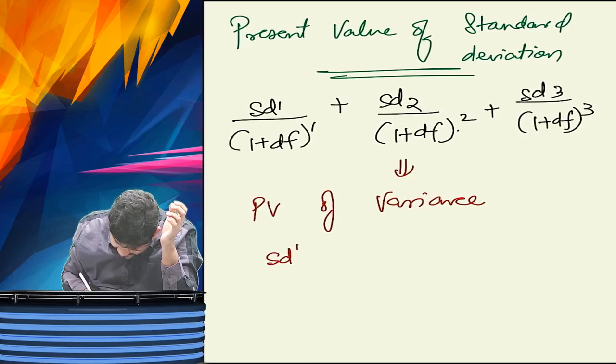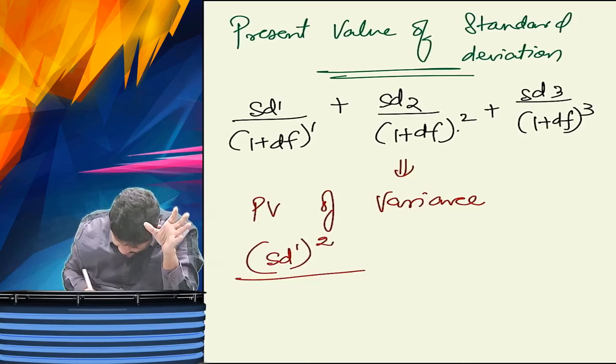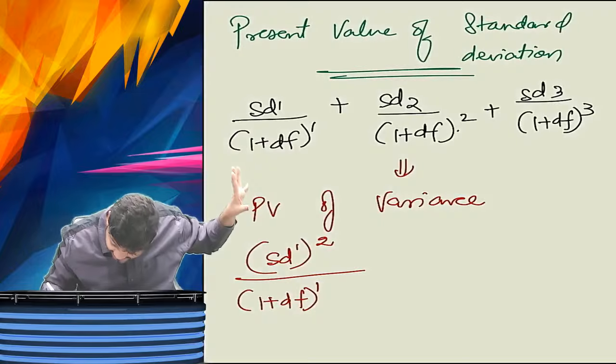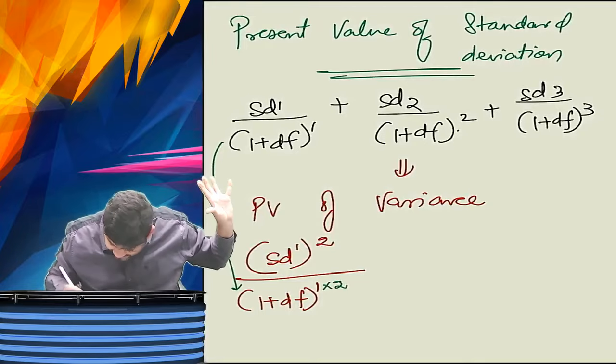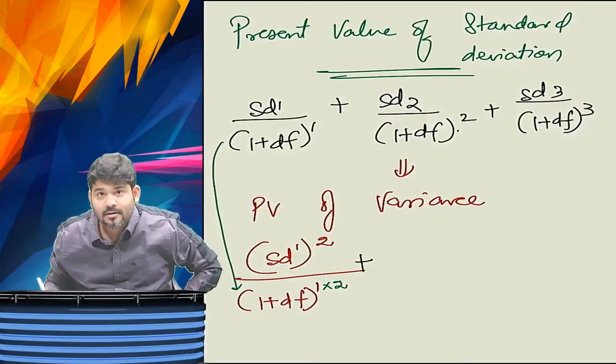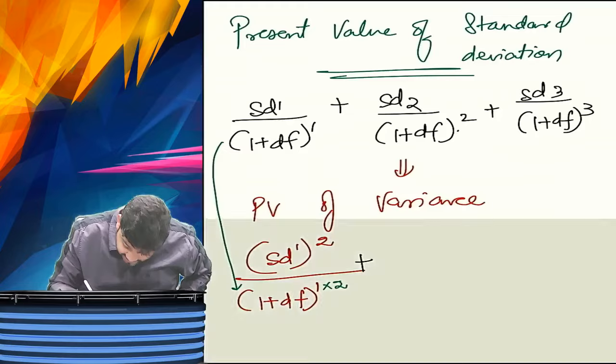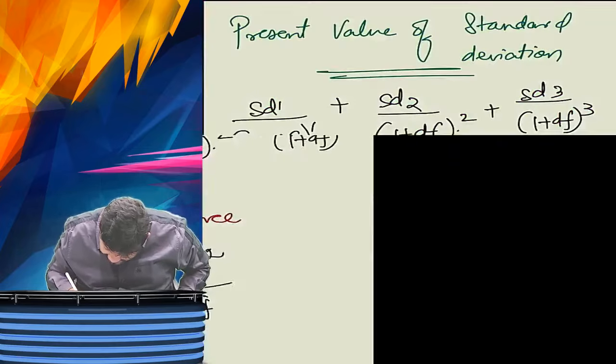So can I say, standard deviation 1 squared upon 1 plus discounting factor 1. Now, if you know a little bit of mathematics, when you square this, it will become multiplied by 2. Okay. Fair enough. I am continuing. Now, suppose I want to calculate the variance of the second year, what will you do? This was standard deviation 1. Standard deviation 2, the whole square upon 1 plus discounting factor. Can I say you will now do 2 into 2 here? This 2 and this multiplied by 2. Are you understanding, guys?